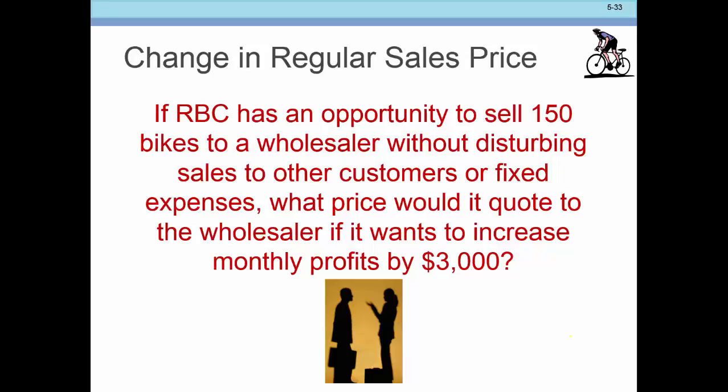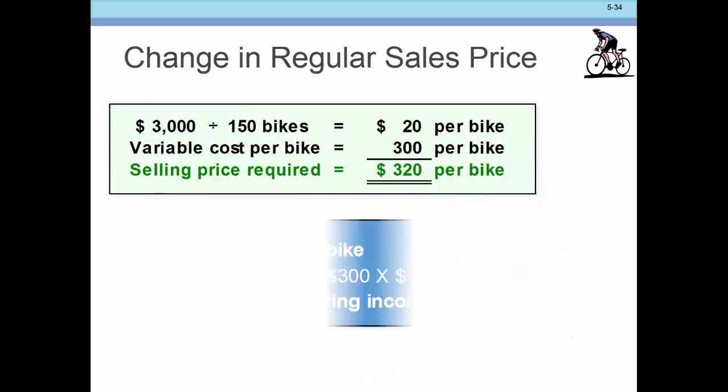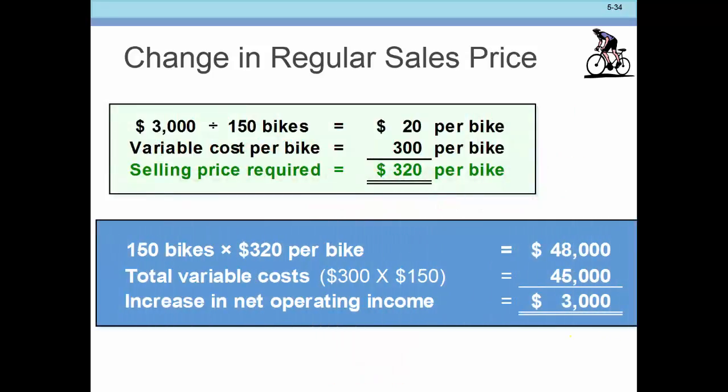So what's happening? We come over and we say, well, look, we have to cover at least $300 per bike, don't we, our variable cost? We know we have to cover that. But now we're going to take the $3,000 extra profit we'd like to make, divide that by the additional bikes, and that's $20 per bike, isn't it? So if we sell that bike for $320 per bike, we'll make the extra $3,000 that we want, won't we?